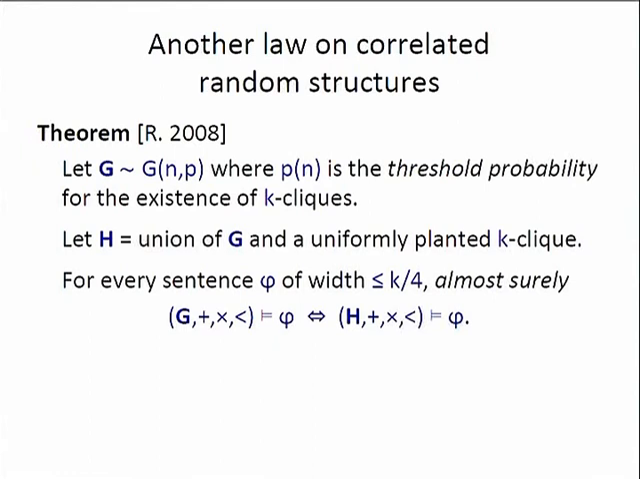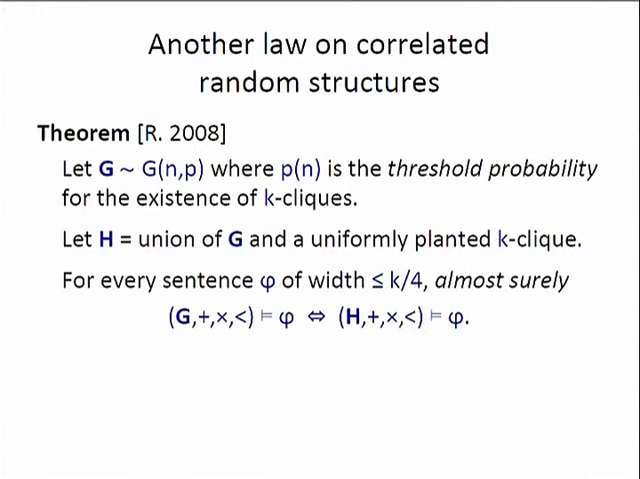So for the result pertaining to this width hierarchy, I'm going to give a statement which is kind of in the form of another correlated version of a 0-1 law. So if we consider a random graph G(n,p), where p is a threshold probability for the existence of k-cliques. So that is, this G(n,p) contains a k-clique with probability exactly 1/2. And it turns out that this threshold probability is of the form n to the minus alpha for some constant alpha. So we consider such a random graph G.